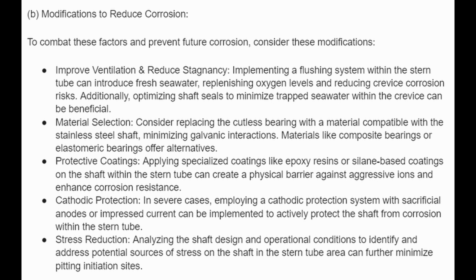4. Cathodic protection. In severe cases, a cathodic protection system with sacrificial anodes or impressed current can be implemented to actively protect the shaft from corrosion within the stern tube. 5. Stress reduction. Analyzing the shaft design and operational conditions to identify and address potential sources of stress on the shaft in the stern tube area can further minimize pitting initiation sites.